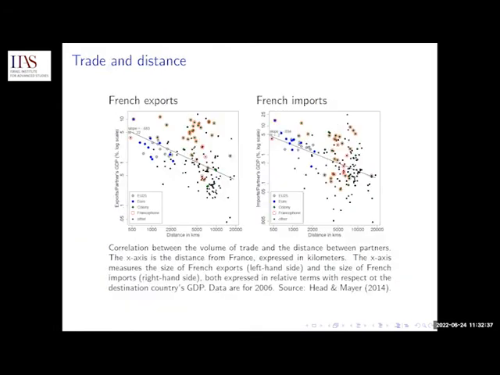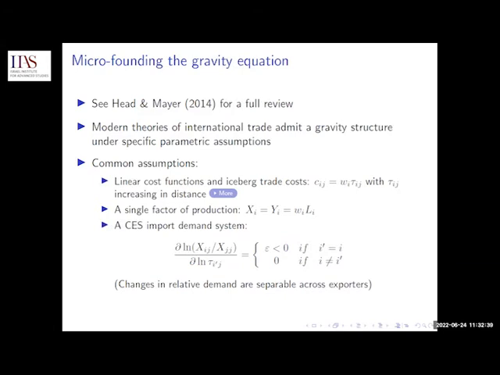I just wanted to point out that this assumption that trade barriers are going to enter multiplicatively in most trade models, including in some models that you're going to be taught about during this summer school, is very important. And in particular, it's very important to recover this gravity equation.